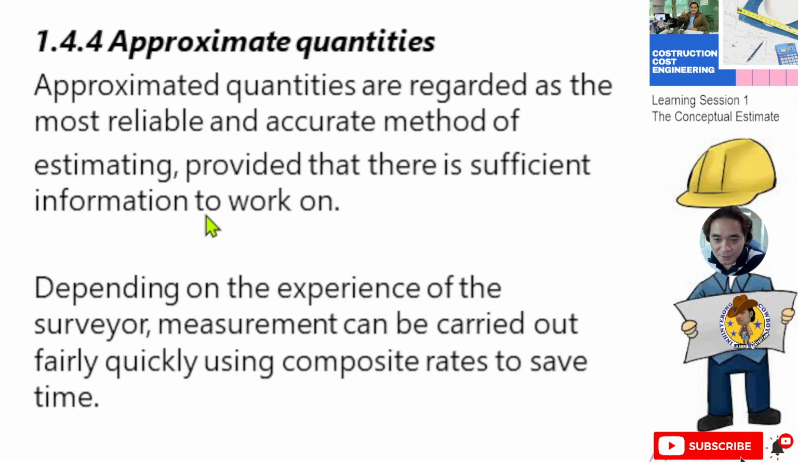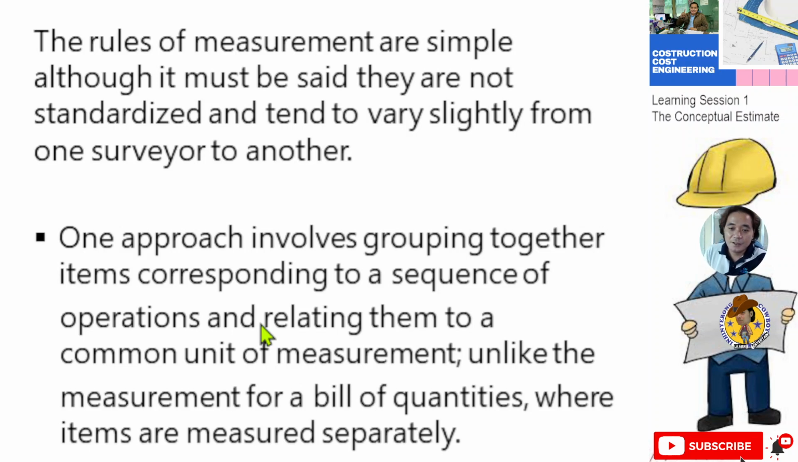Then we have the approximate quantities. Approximate quantities are regarded as the most reliable and accurate method of estimating, provided that there is sufficient information to work on. Depending on the experience of the surveyor, measurement can be carried out fairly quickly using composite rates to save time. The rules of measurement are simple, although it must be said they are not standardized and tend to vary slightly from one surveyor to another.